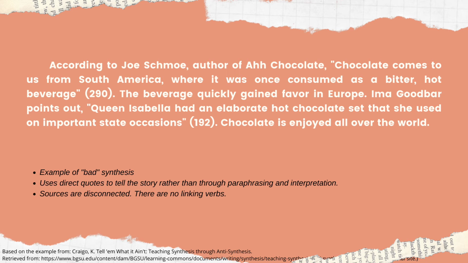According to Joe Schmoo, author of A Chocolate, chocolate comes to us from South America where it was once consumed as a bitter hot beverage. The beverage quickly gained favor in Europe. Ima Goodbar points out Queen Isabella had an elaborate hot chocolate set that she used on important state occasions. Chocolate is enjoyed all over the world. This is an example of a bad synthesis because it uses direct quotes to tell the story rather than paraphrasing and interpretation, and sources are disconnected and there are no linking verbs.